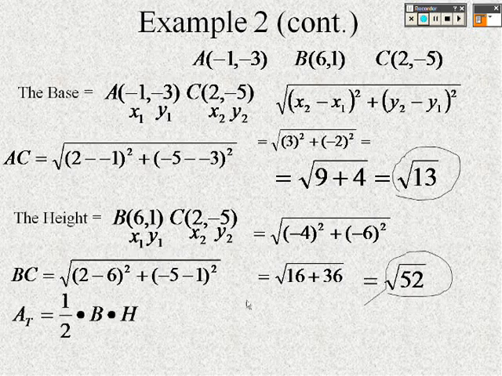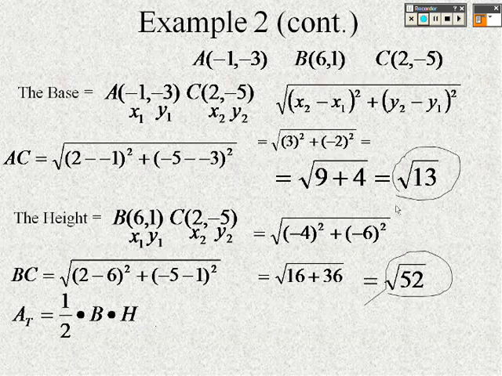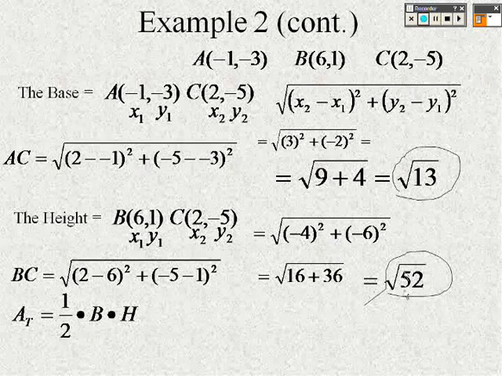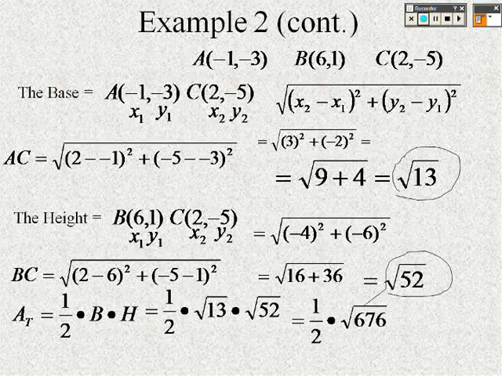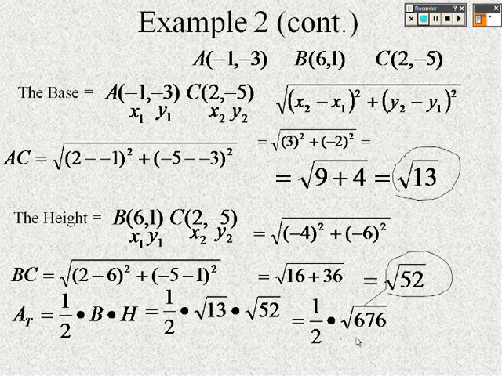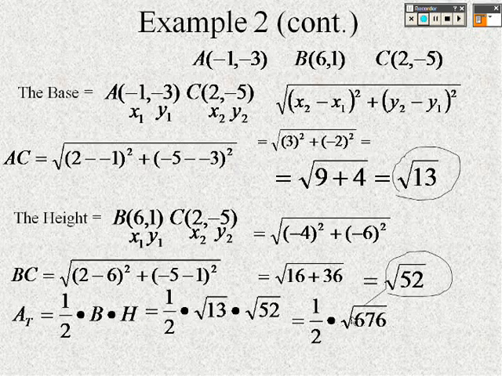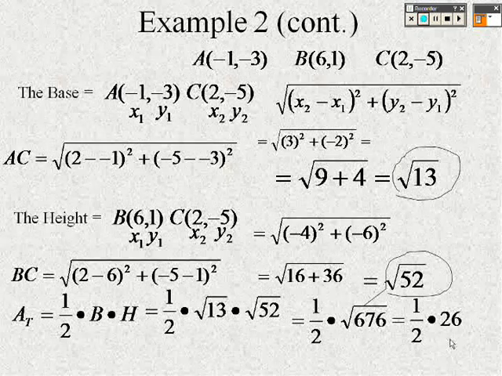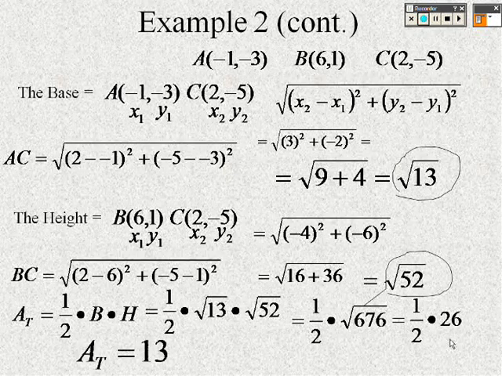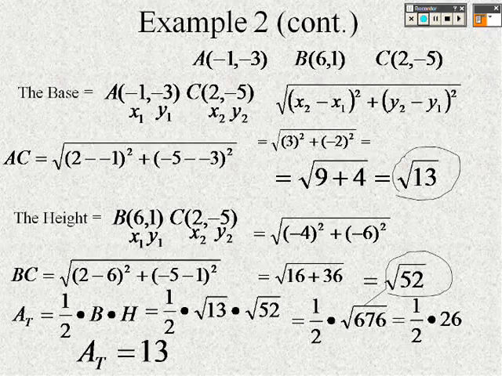So according to the formula, 1/2 times the base times the height, I'm going to get 1/2 times root 13 times root 52. It's basically what it is when I substitute it in. So 13 times 52 is 676. That goes in the root underneath, and the square root of 676 happens to be 26. Half times 26 is 13, so the area of that triangle is 13.